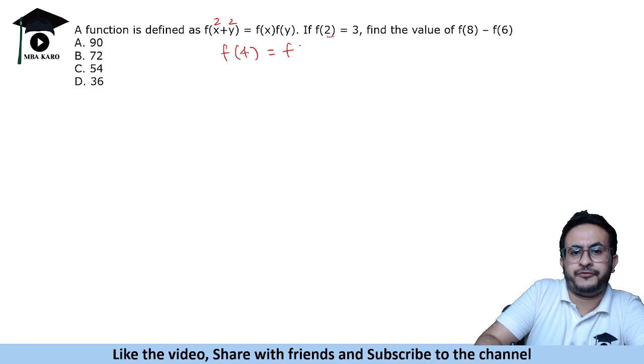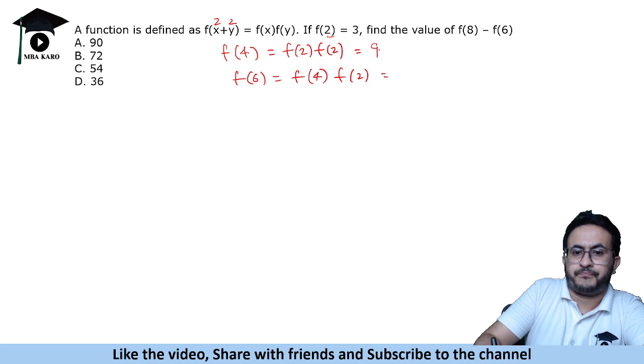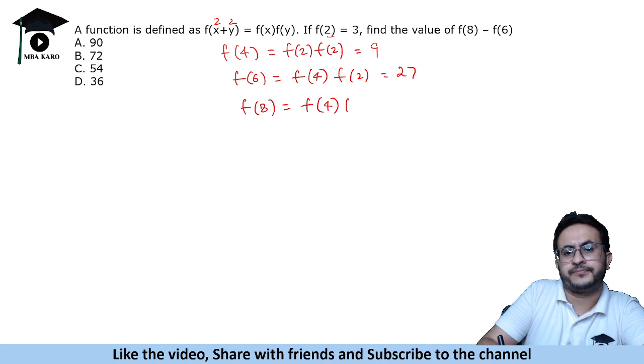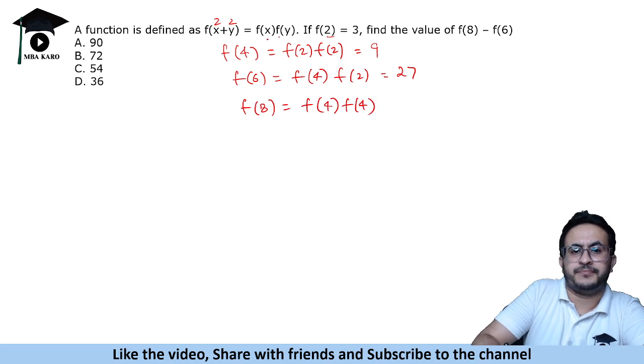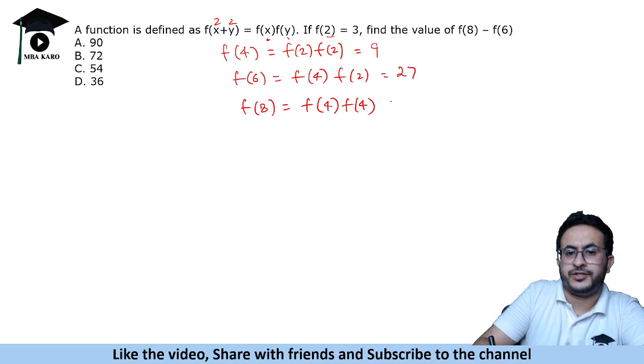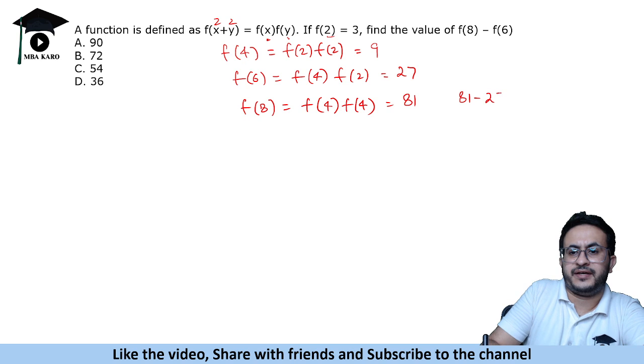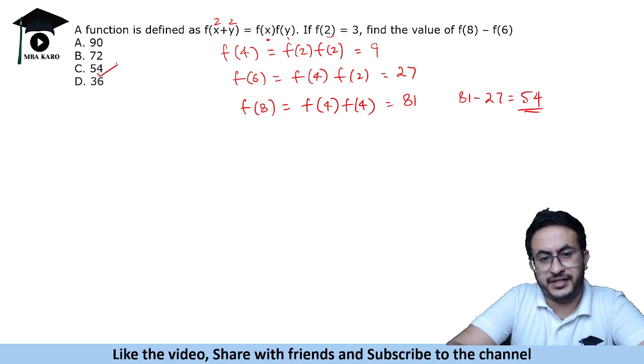f(4) will be equal to f(2) into f(2), that is equal to 9. Okay. Now f(6) can be written as f(4) into f(2), that will be 27, and f(8) will be written as f(4) into f(4), because 4 plus 4 is 8, so that will be 9 into 9, 81. So 81 minus 27, that is 54. Okay, easy one.